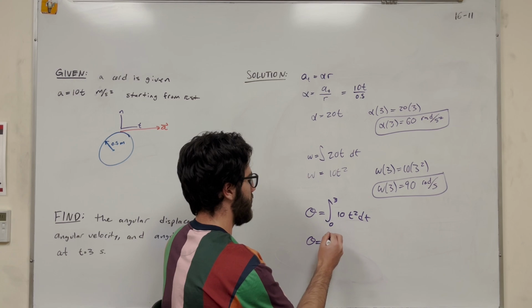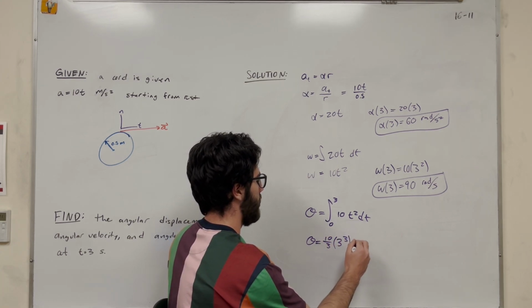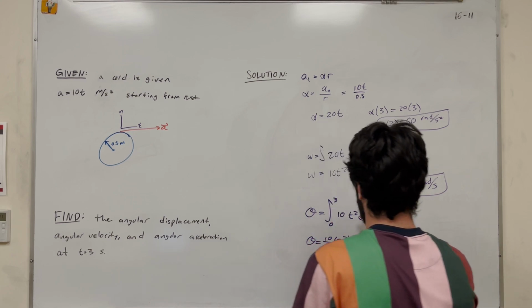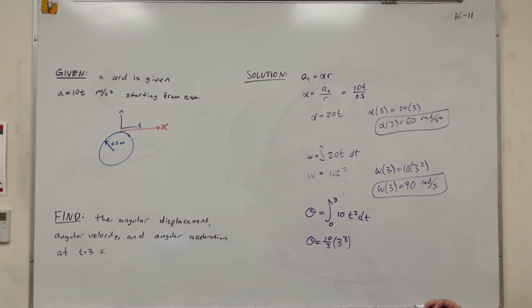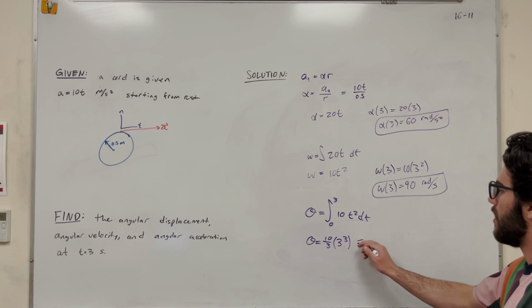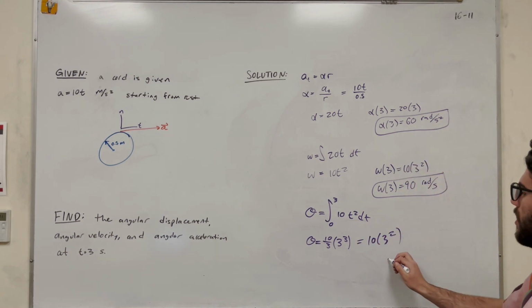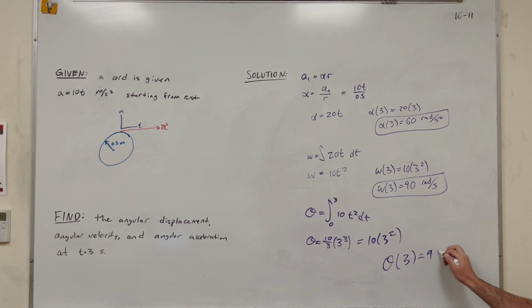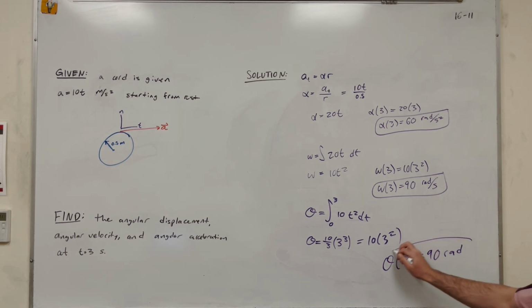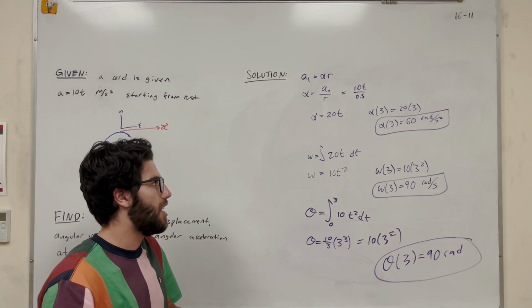Then we find this is 10 over 3 times 3 cubed, because it's bounded from 0 to 3 and the 0 cancels. So this 3 cancels with that 3, and it's the same as 10 times 3 squared, which is the same as what we found here. So we find that our angular displacement at 3 seconds is 90 radians. And there we go, we solved the problem. Super easy question, just about making sure you understand the concept.